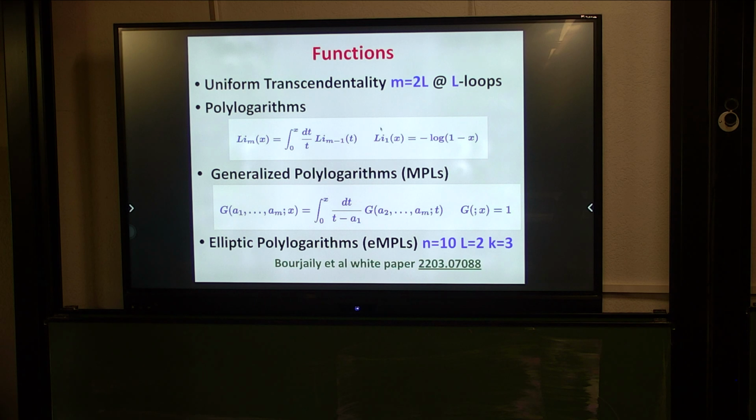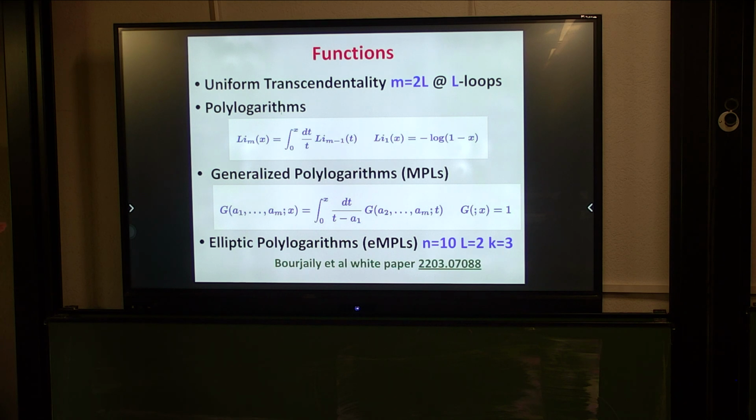So the functions are different types of functions, and I will be focusing on just something called generalized polylog functions. In this particular theory, it's important that we're talking about planar N=4 Yang-Mills theory. The functions at L loops, so you fix L and n, have uniform transcendentality, in particular transcendentality 2L. For example, the simplest functions are Li_2L, which are polylogs.